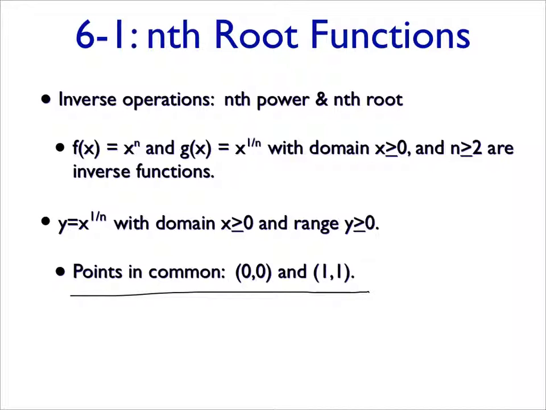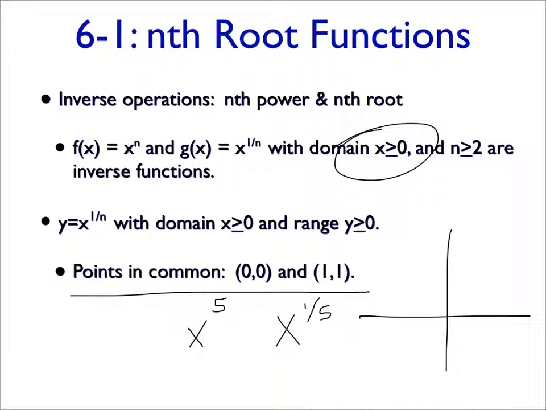So go ahead and try for a minute, and you can pause me on here, and try graphing y equals x to the 5th and y equals x to the 1/5. Now we only care about the positive domain. Y equals x to the 5th is going to look something like this, go up pretty rapidly, whereas y equals x to the 1/5 is going to look something like that. And again, they are reflections over the line y equals x, as all inverses are.